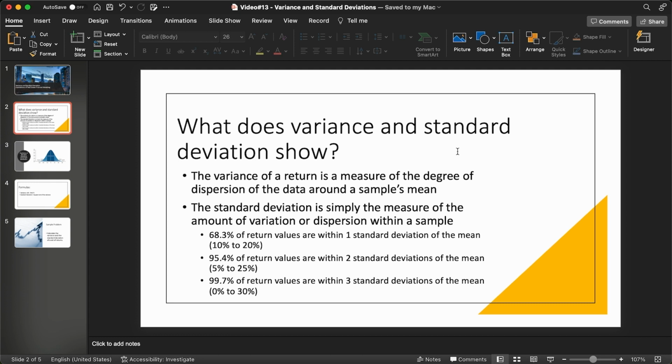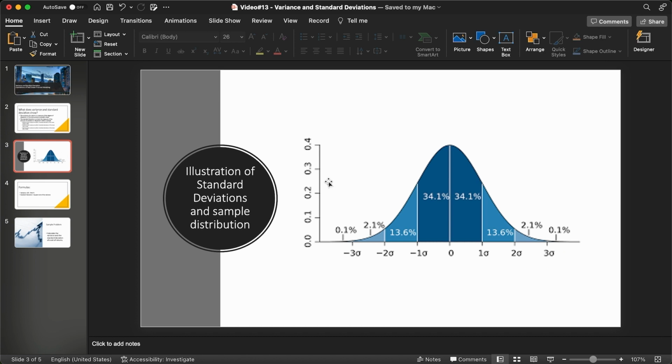And on normal curves, 68.3% of the returns, of the data points that you're going to see, are seen within one standard deviation. 95.4% of returns are within two standard deviations, and 99.7% of returns are going to fall within three standard deviations. It'll make more sense with this bell curve.